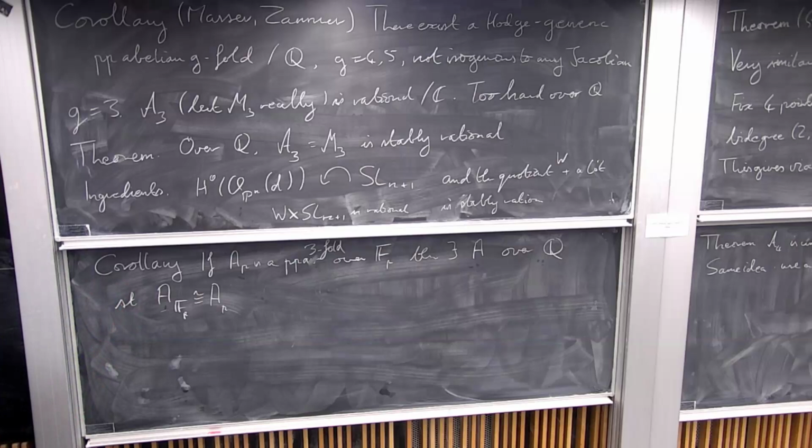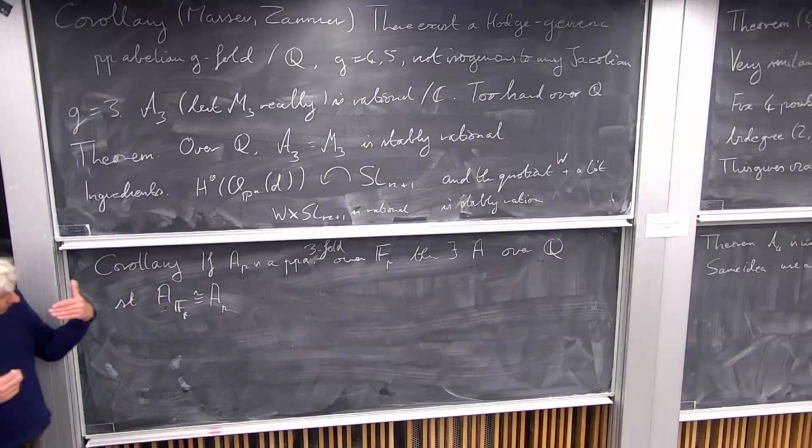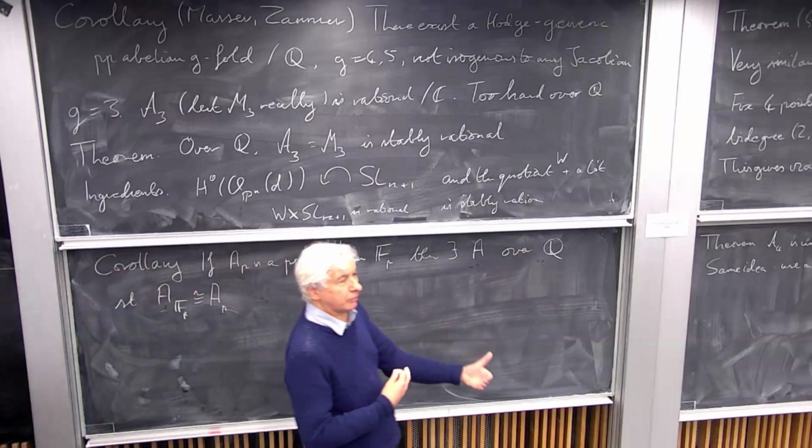And what you have to do, this is where you have to be careful with stacks. What we have to do is we prove the stable rationality for the coarse moduli space, and that implies weak approximation for the coarse moduli space. And what we need is weak approximation for the stack.